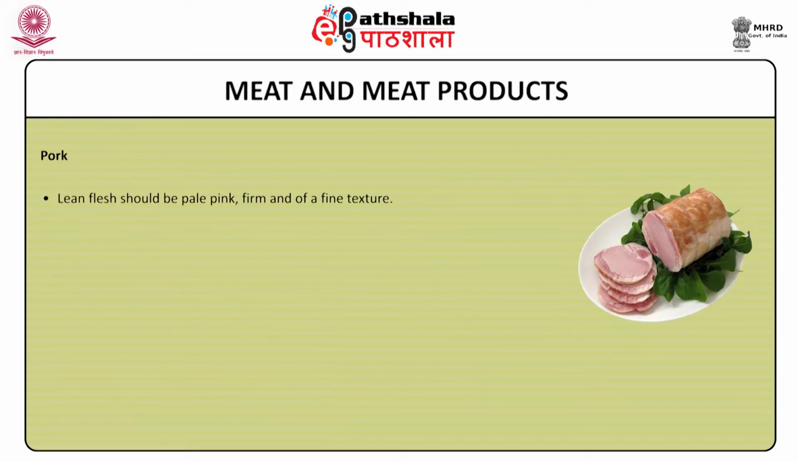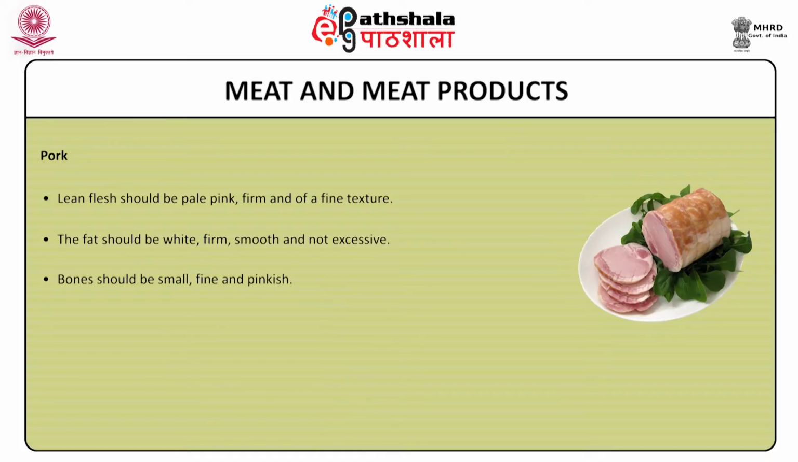Pork. Lean flesh should be pale pink, firm and of a fine texture. The fat should be white, firm, smooth and not excessive. Bones should be small, fine and pinkish. The skin or rind should be smooth.